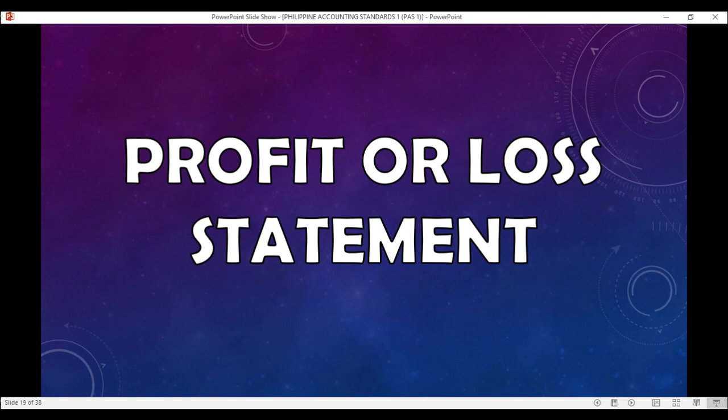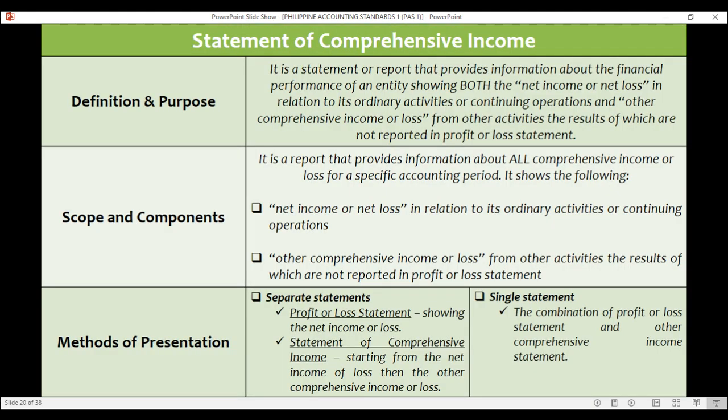So starting with the profit or loss statement, definition and purpose. Let's start first with the statement of comprehensive income. A comprehensive income is a report that provides information about the financial performance of an entity, showing both the net income or net loss in relation to its ordinary activities or continuing operations, and other comprehensive income or loss from other activities, the results of which are not reported in the profit or loss statement.